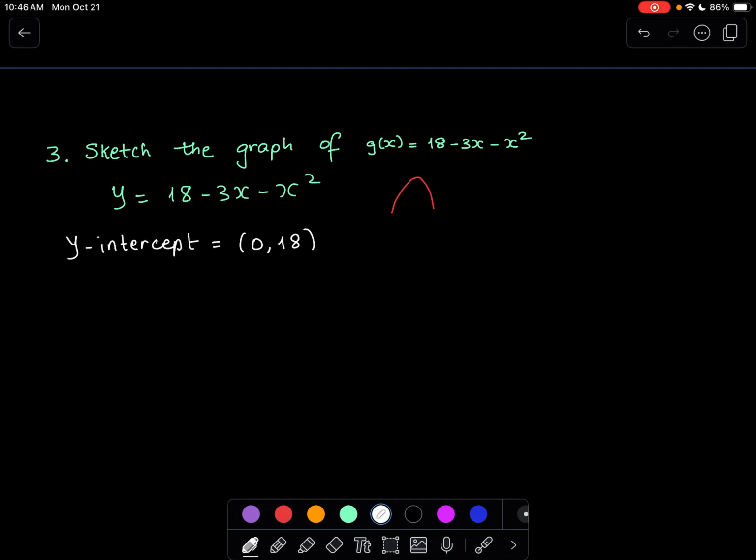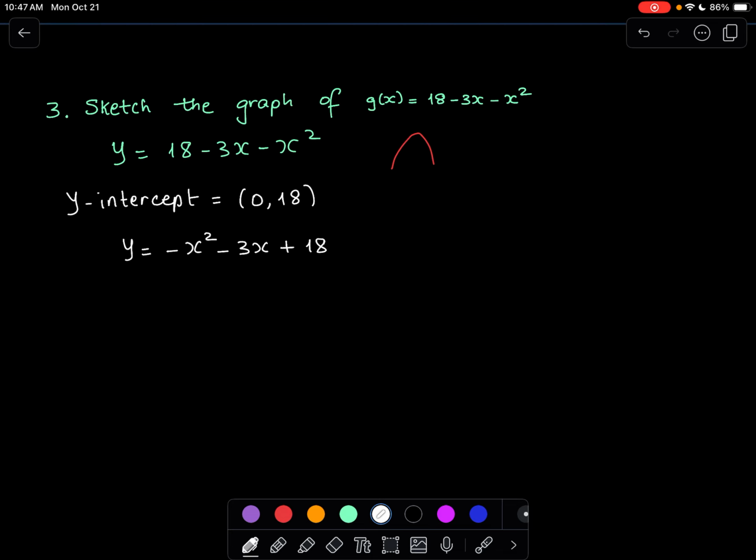To complete this square, I'm going to rewrite this in the standard form, minus x squared minus 3x plus 18. I just wrote it in the standard form, ax squared plus bx plus c. Remember the rule of completing the square. The coefficient of x squared should be 1. So we're going to take out the -1 as a common factor outside. Coefficient of x squared should always be 1. So we're going to be left with x squared plus 3x minus 18.